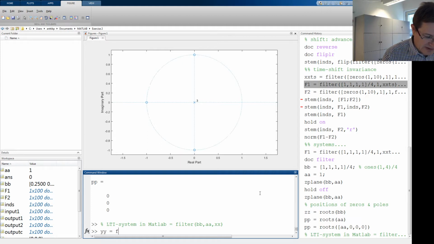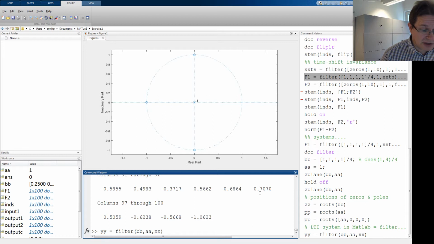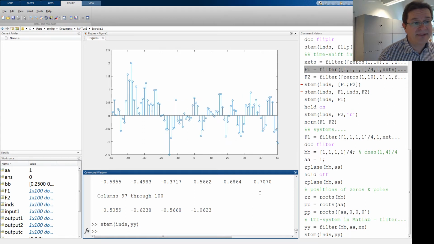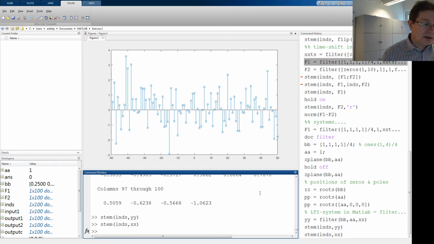Y equals filter, I have defined B, A, then the input I have something like that. Oops, semicolon would be nice, but anyways, who cares. Stem ins, not X1 but Y. Yeah, it looks like that. The original looks a little bit different. Let's check that's the input. Output.